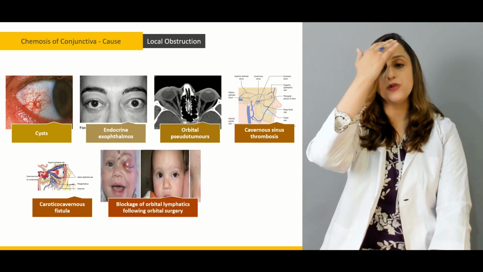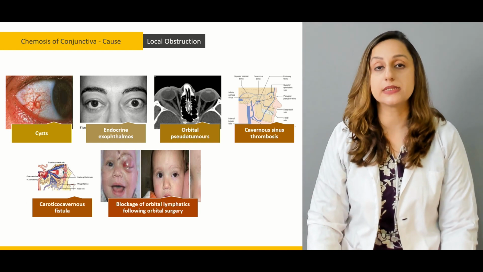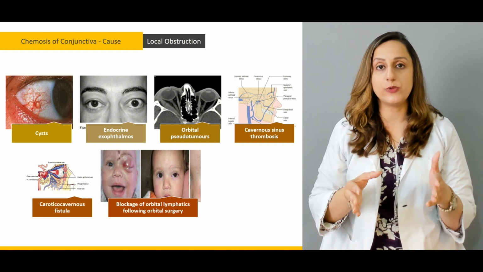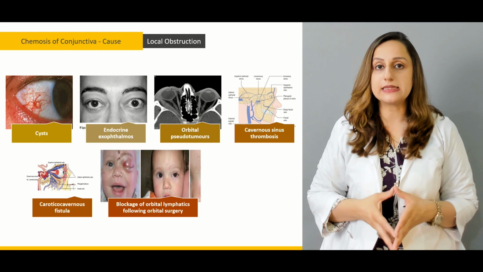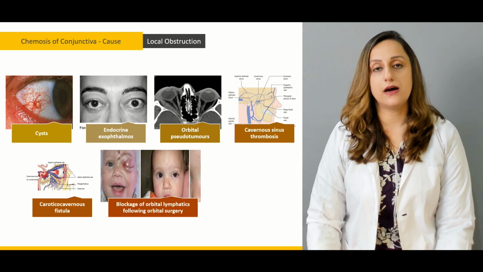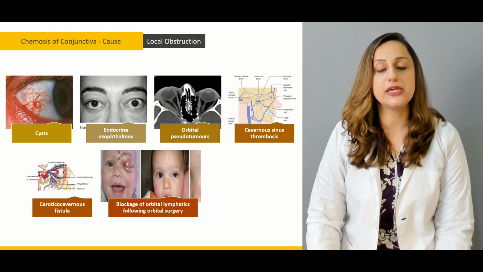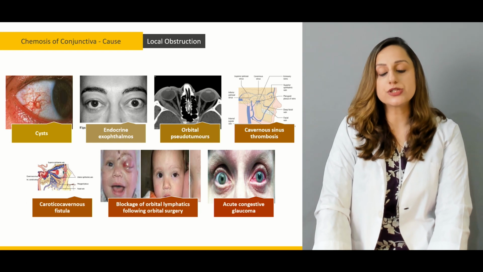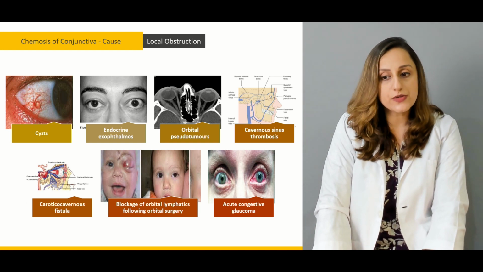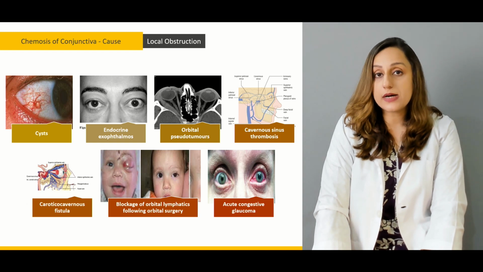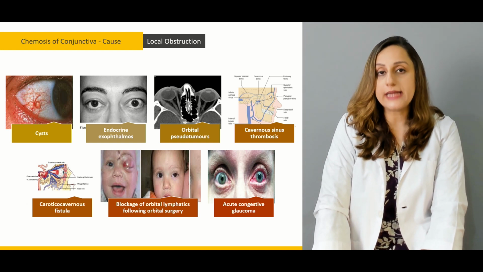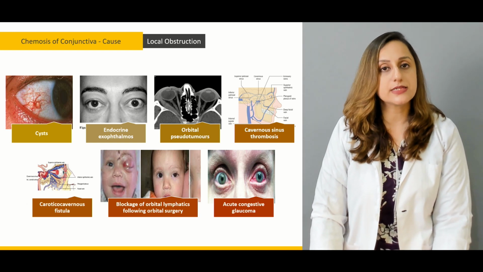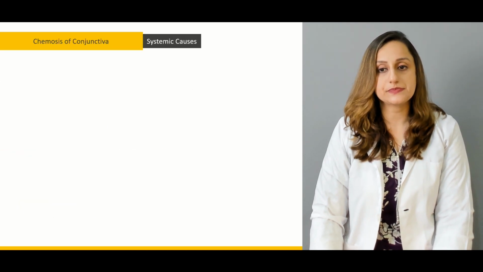Then obviously we have the blockage of the orbital lymphatics following the orbital surgeries. So sometimes the venous congestion, and on the other hand the lymphatic obstruction, is giving the final swelling or the edema that is being caused at the subconjunctival level. Then finally we have the acute congestive glaucomas. So it's one of the variants over here. Glaucomas, the angle closure glaucomas, and even the open angle glaucomas can sometimes result in this congestive picture or even the edematous picture of the conjunctiva.